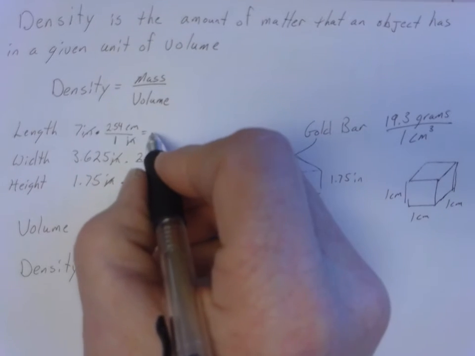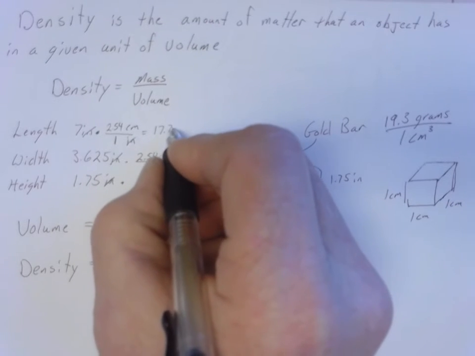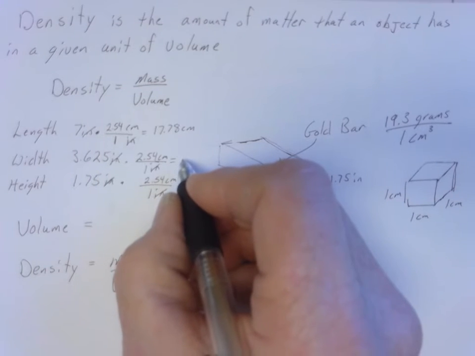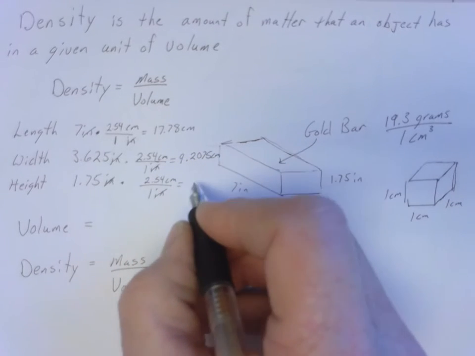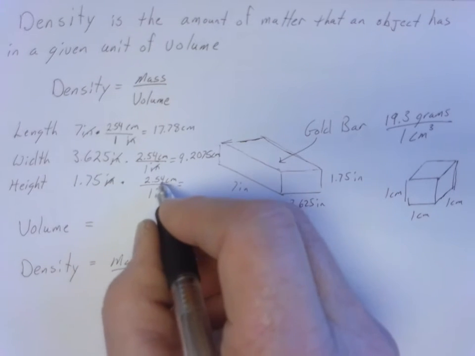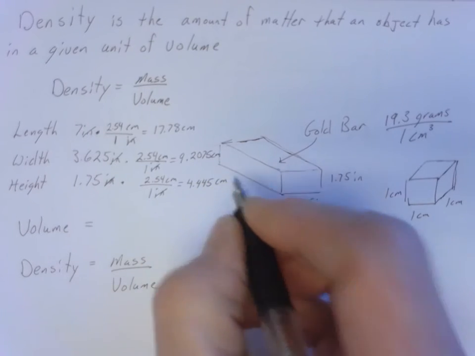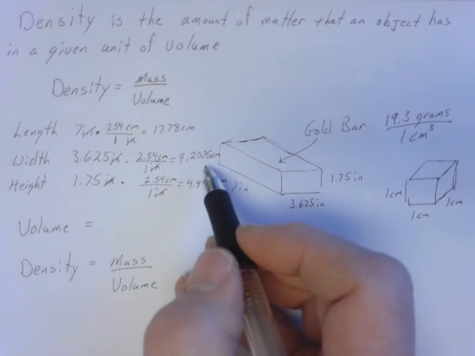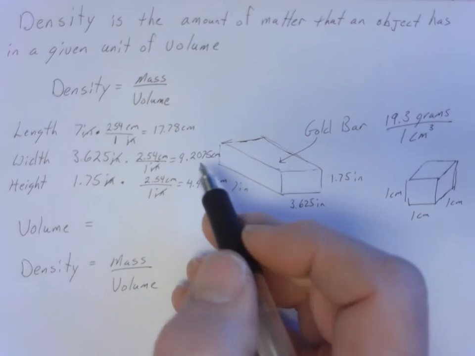So just multiply this out. 7 times 2.54 is 17.78 centimeters. 3.625 times 2.54 is 9.2075 centimeters. And then 1.75 times 2.54 is 4.445 centimeters. Now you notice we've worked these out, we've actually rounded them off to the 3rd or 4th decimal here to get as accurate as we need to be.